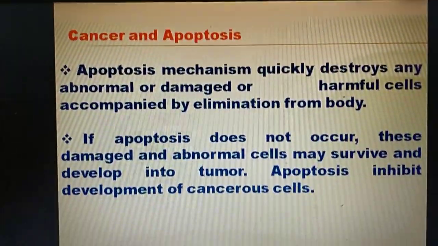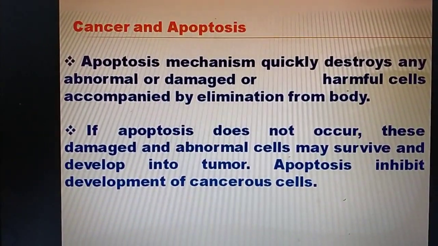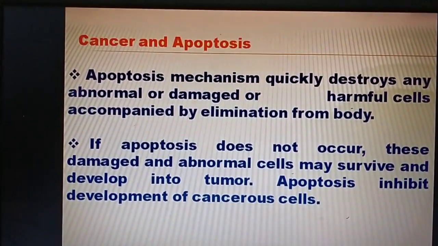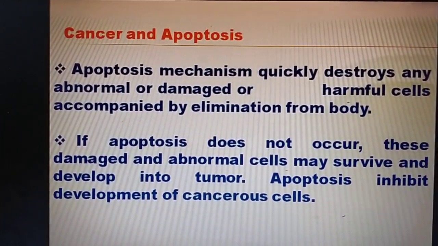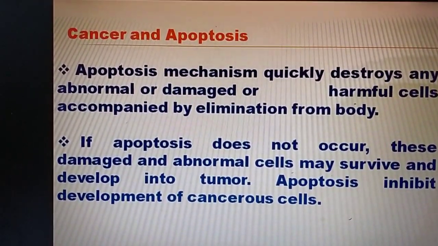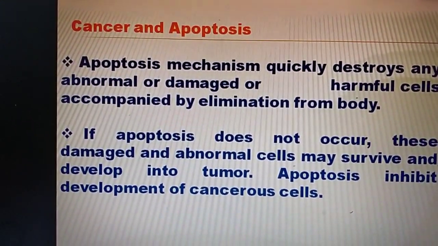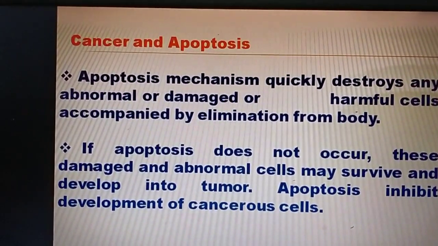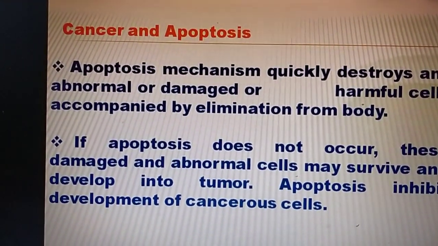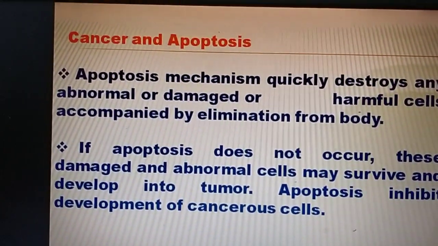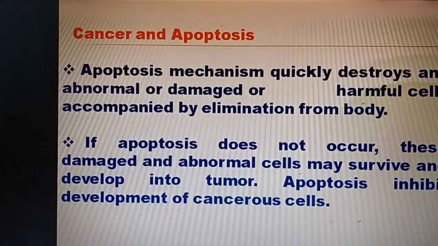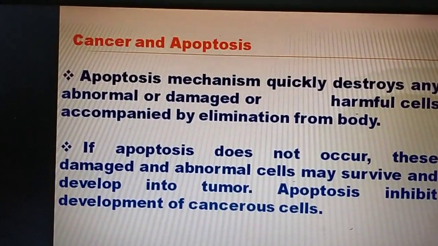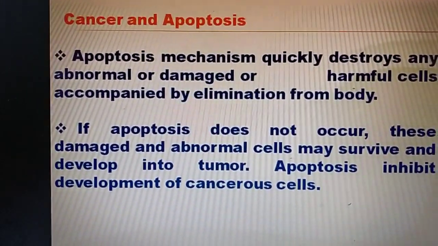Cancer and apoptosis. The apoptosis mechanism quickly destroys any abnormal, damaged, or harmful cells, accompanied by elimination from the body. If apoptosis does not occur, these damaged and abnormal cells may survive and develop into a tumor, that is the formation of cancer cells. Apoptosis inhibits development of cancerous cells.